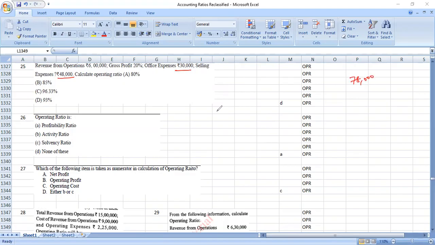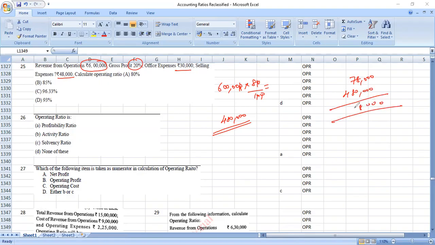Cost of revenue from operation is not given, but the gross profit ratio is given. On 6 lakh revenue from operation, 20% gross profit means 80% is cost of revenue from operation. So 6 lakh into 80 by 100 gives 4,80,000. Adding 78,000 to that gives 5,58,000.